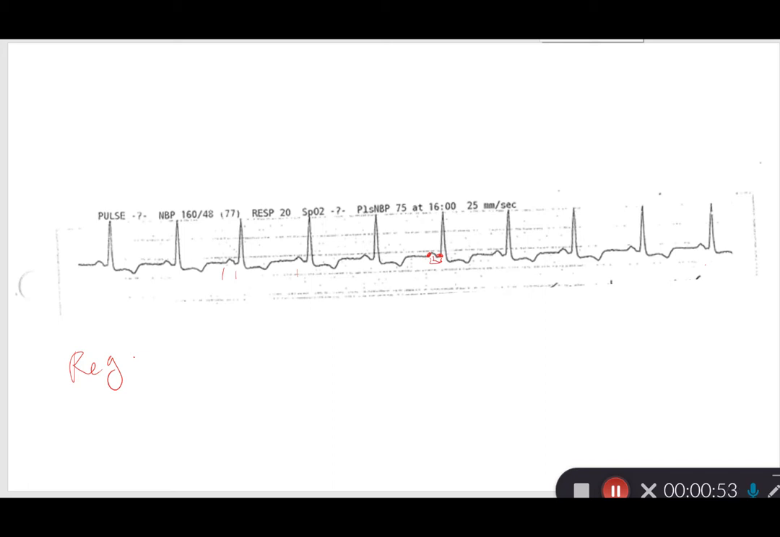Looking at my QRS complex, I can see that it does look narrow, so that makes me believe that the rhythm is not coming from the ventricles. And my rate, which it's given me on the strip here, is 75. So that is within the normal rate of the SA node. So all in all, this rhythm so far is looking like a normal sinus rhythm at 75 beats per minute.